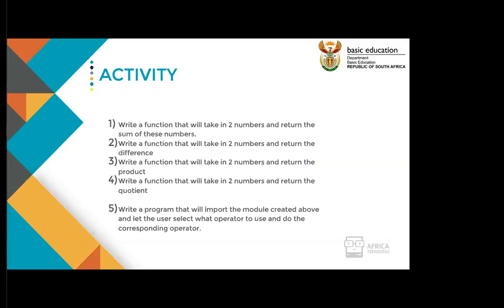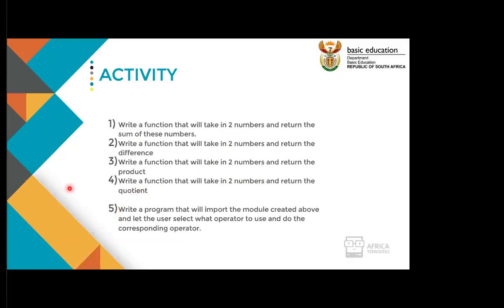Right. Next, the activity. Number one, write a function that will take in 2 numbers and return the sum of those 2 numbers. Number 2, write a function that will take in 2 numbers and return the difference. Number 3, write a function that will take in 2 numbers and return the product. Number 4, write a function that will take in 2 numbers and return the quotient. We'll come to number 5 after that. So we'll do number 5 last to show you how it will work.